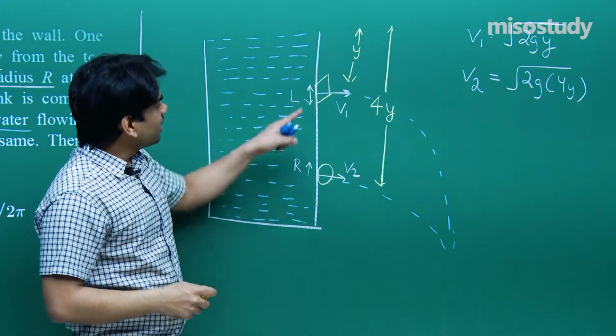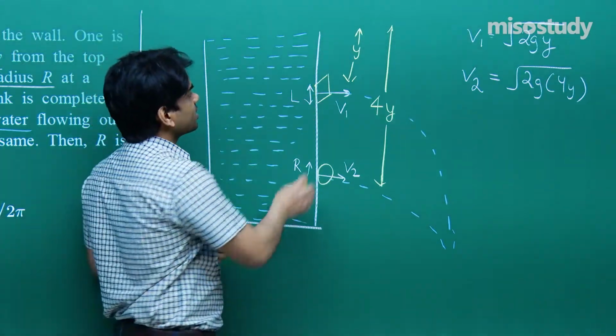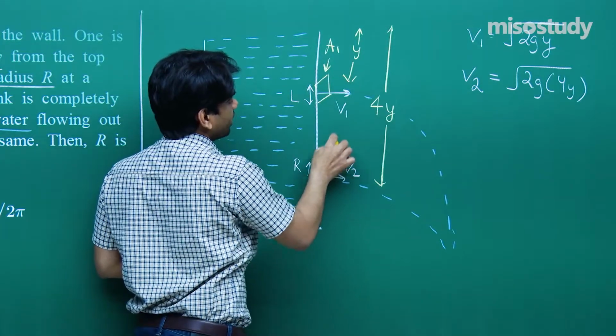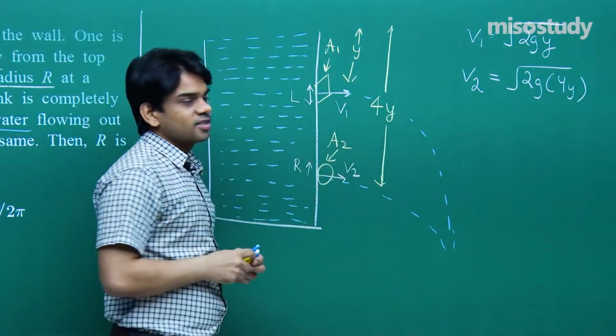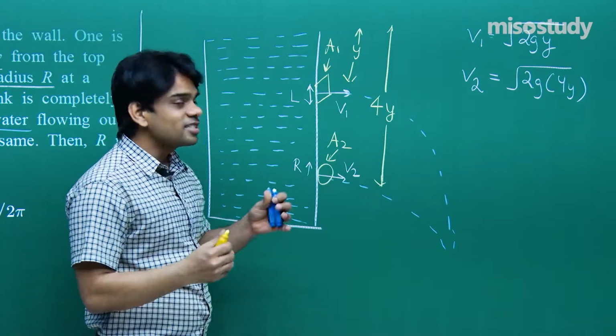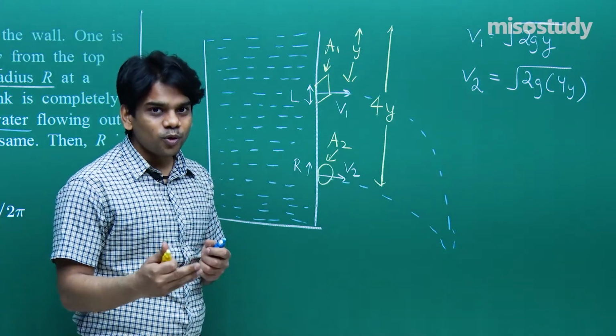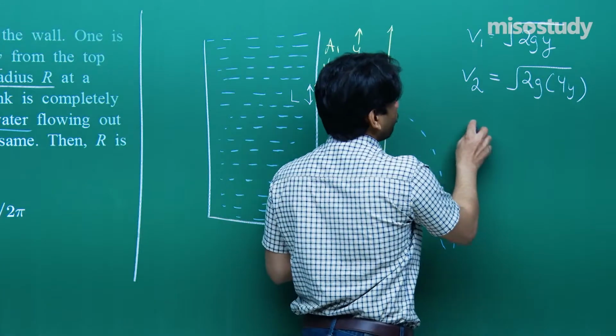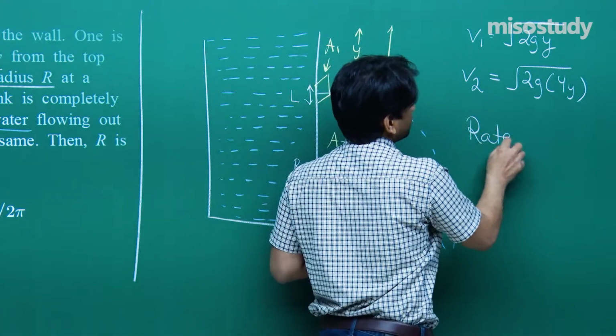Next thing, let's say the area of this hole is A1 and the area of this hole is A2. Let's say this is provided to us. Next thing, it says that the rate of flow from both the holes is the same. So I am writing, rate of flow is the same.